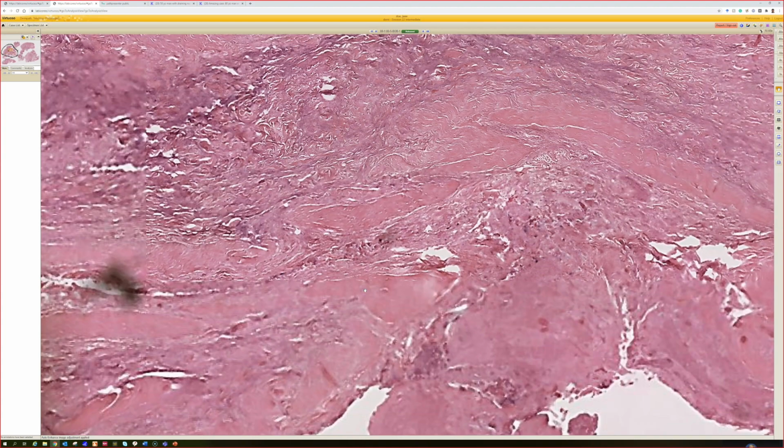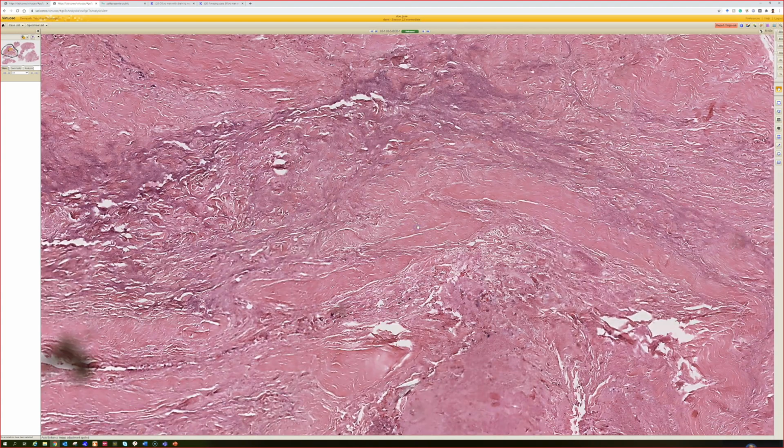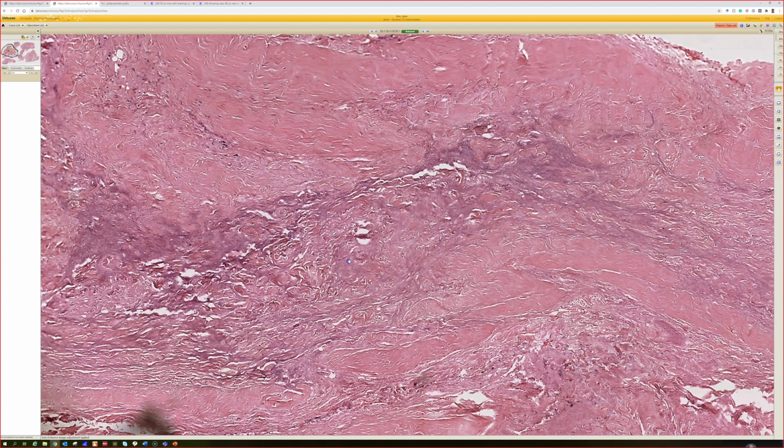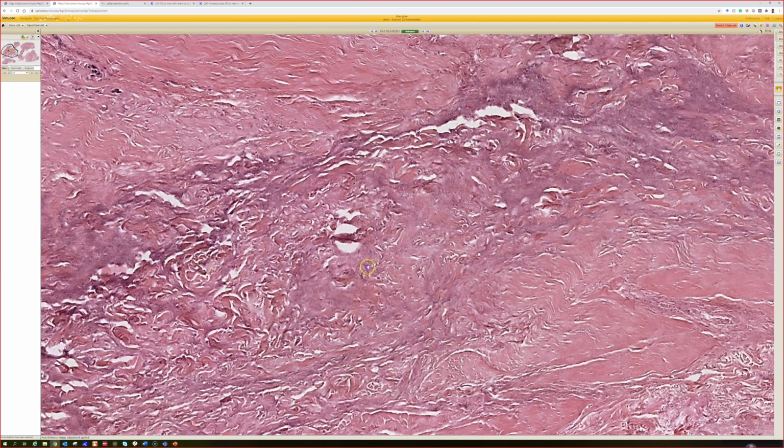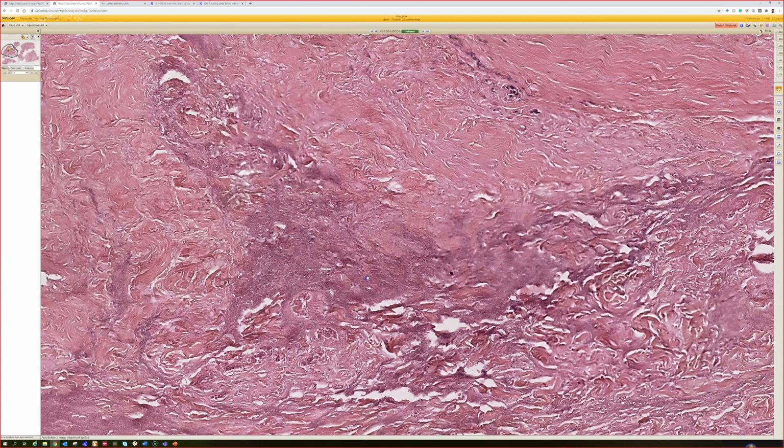That's not just because it's a pale slide. This is completely dead. There's no nuclei left. Completely necrotic fascia, necrotizing fasciitis. In here, not much inflammation, again, because everything's dead. But what we do see is all this blue hazy debris. Those are sheets of bacteria.